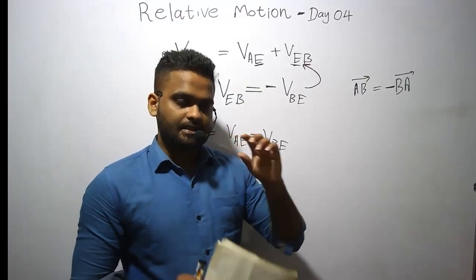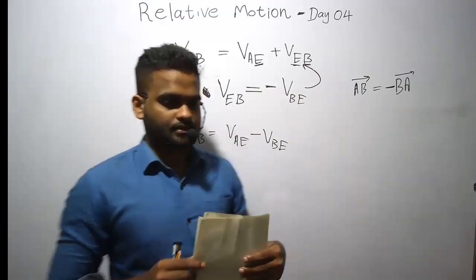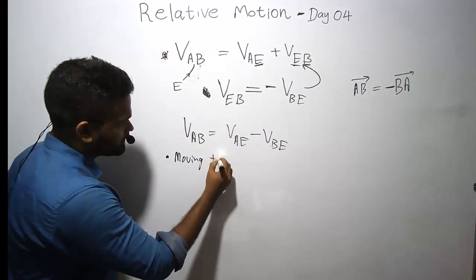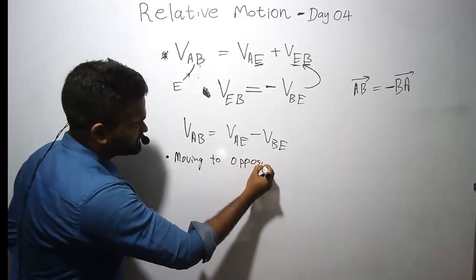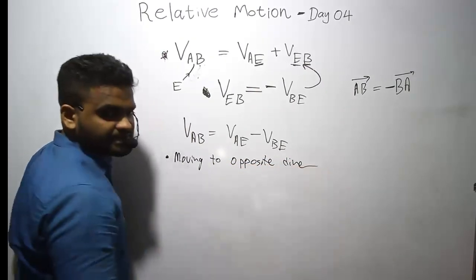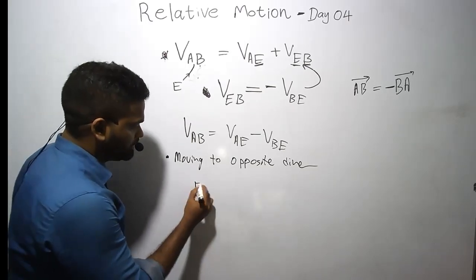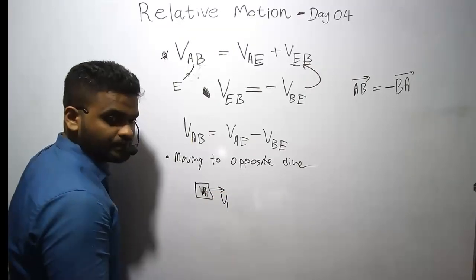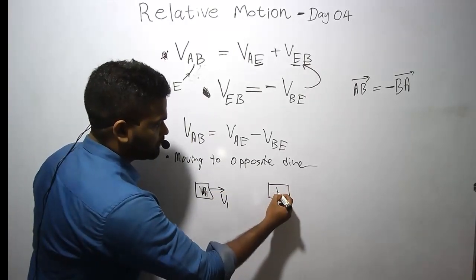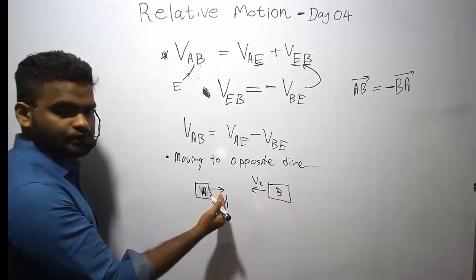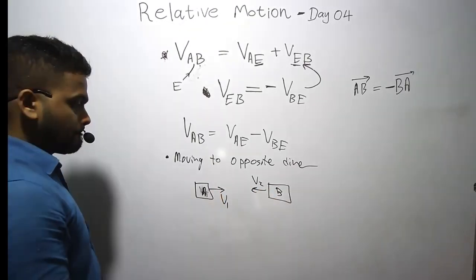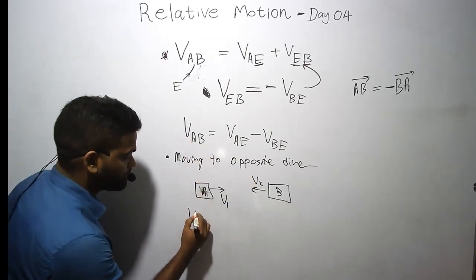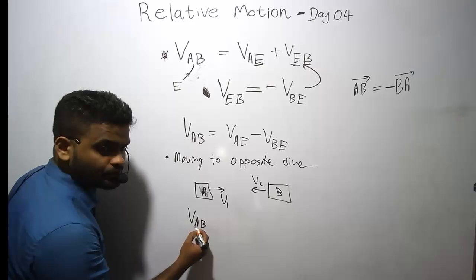Okay, then let's see what happens when objects are moving to opposite directions. Let's say object A is moving to this side, V1. Object B is moving to this side, V2. Then to this scenario, I'm going to apply this equation. I need to find the relative velocity between these two.